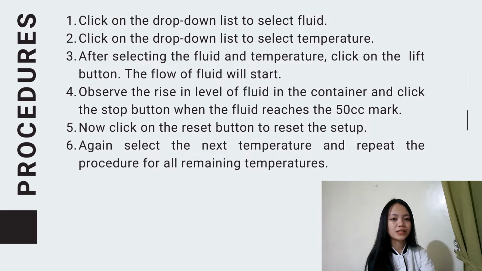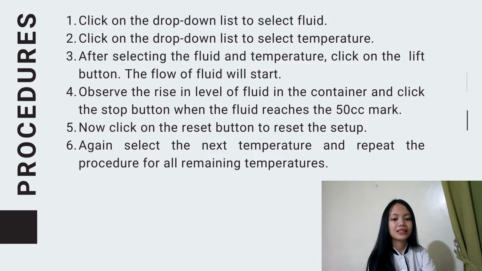For the procedures, first, click on the drop-down list to select fluid. Next, click on the drop-down list to select temperature. Third, after selecting the fluid and temperature, click on the lift button. The flow of fluid will start. Fourth, observe the rise in level of fluid in the container and click on the stop button when the fluid reaches the 50 cc mark. Fifth, now click on the reset button to reset the setup.